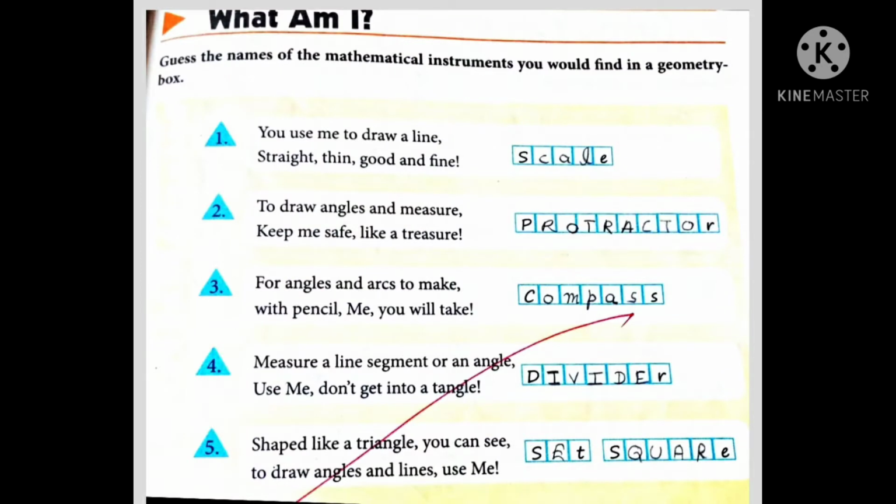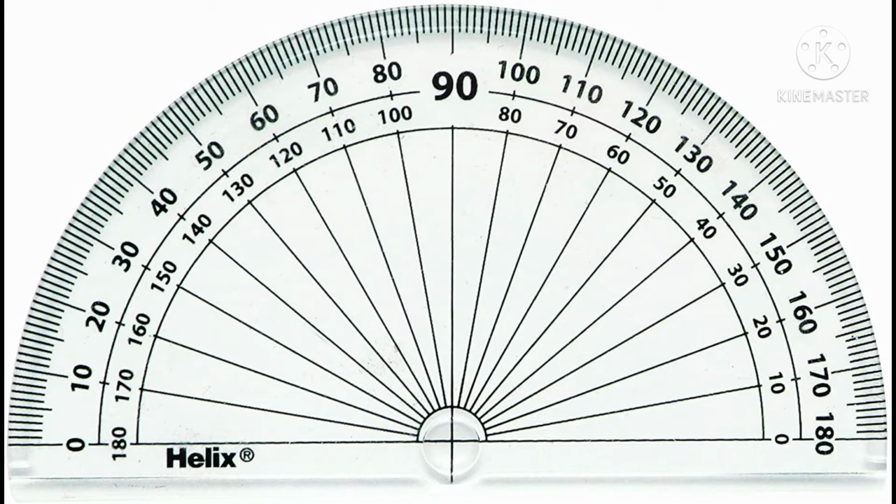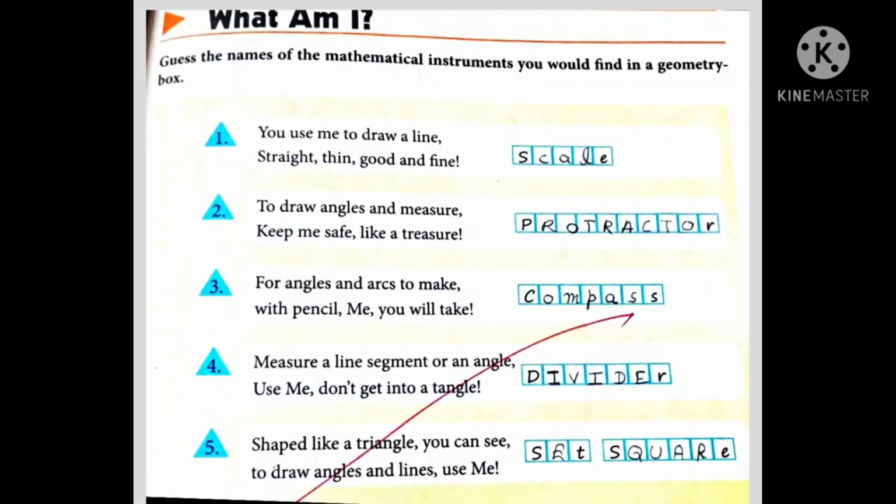Second is, to draw angles and measure. Keep me safe like a treasure. So tell me, what do we use to draw angles in the mathematics? Yes, it is protractor.